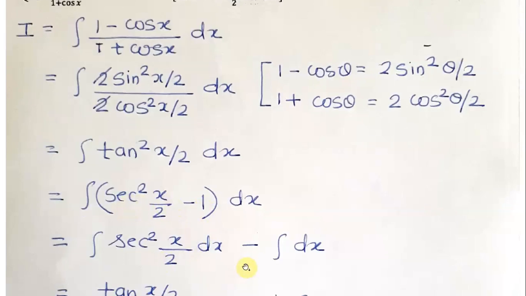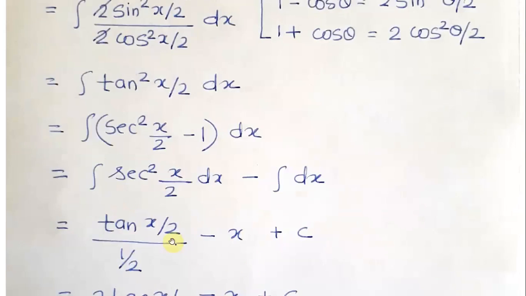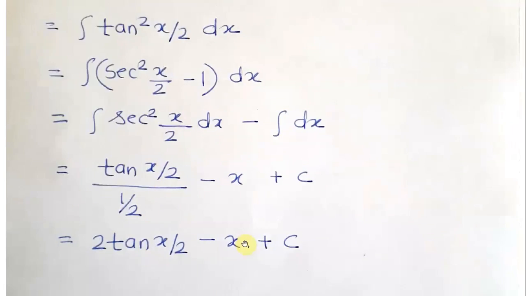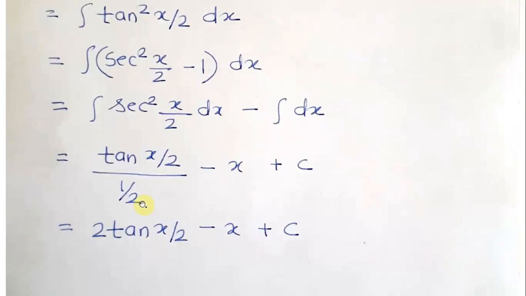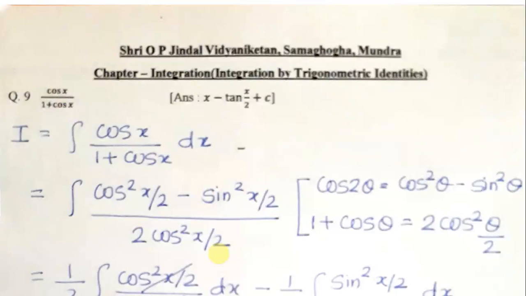The integration of sec square theta is always tan theta. So the integration of sec square I wrote as tan, and if I differentiate x by 2, the differentiation of x is 1 and the 1 upon 2 stays as it is. Integration of dx is x. So now we got the final answer, because 1 upon 2 will come at the place of the numerator and it will become 2. This is my final answer of the question. Let's see the next one.